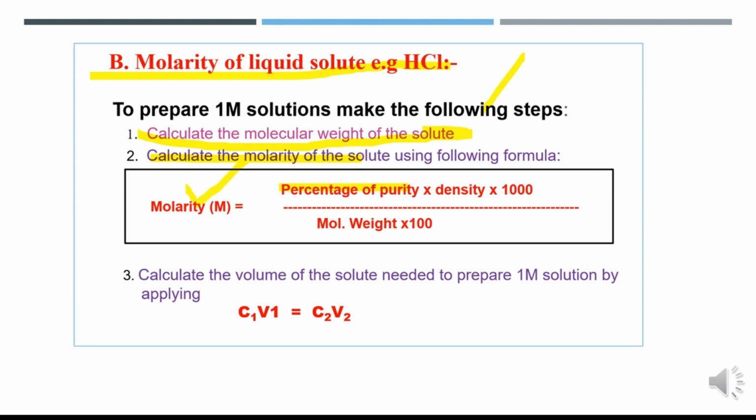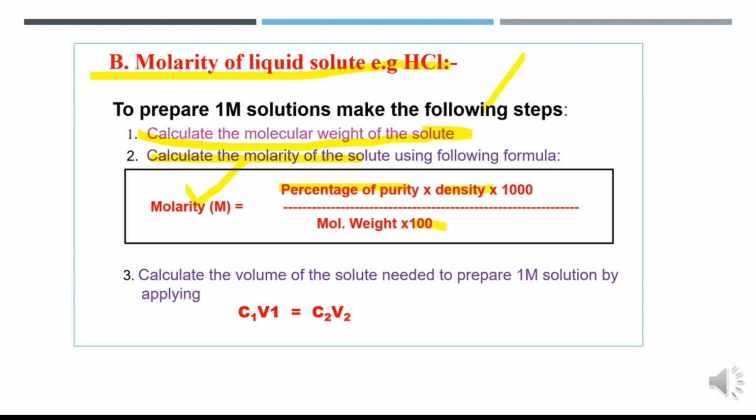Because in all these acid bottles we get the grams of the solute, you are not getting the moles of the solute. That's why we are considering the percentage of purity. It means if on your bottle it is mentioned as 37% purity, then 37 parts of your solute are present in 100 parts. That's why we divide here by 100.